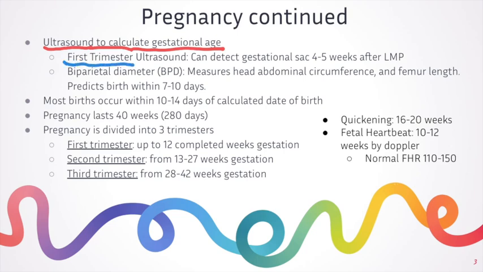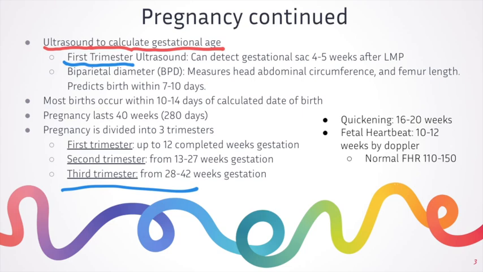The reason is, if you think of a trimester, so let me pause. A pregnancy is divided into 3 trimesters. And we're going to go over this right here. Your first trimester goes up until the 12th completed week. And then your second trimester goes from 13 to 27 weeks, and your third trimester goes from 28 to 42 weeks. So now circle back up here to the top when we're talking about ultrasounds.